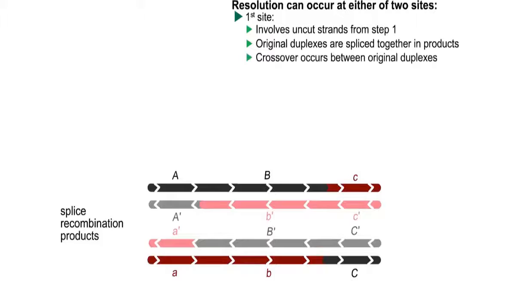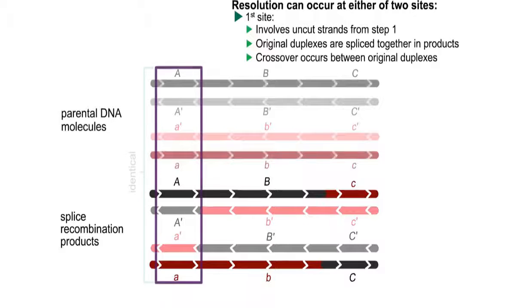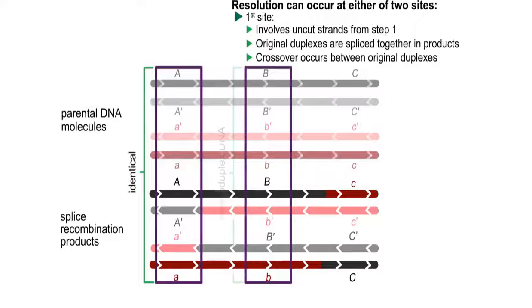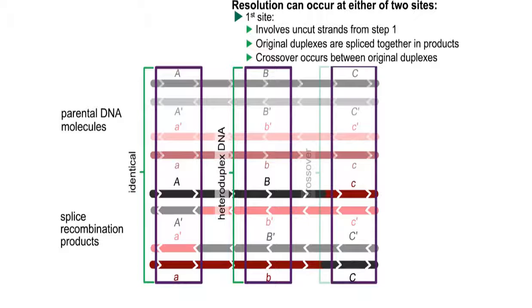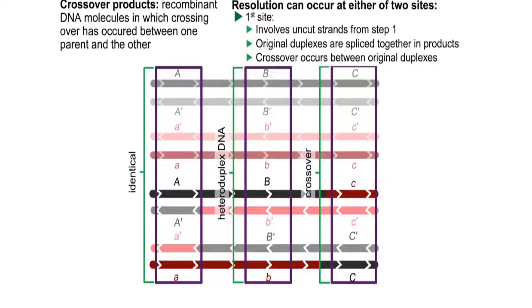The resulting duplexes now carry one pair of alleles from one parent, a region of heteroduplex DNA, and the pair of alleles from the other parent. Since the C alleles have switched from one duplex to the other, these products are also called crossover products.